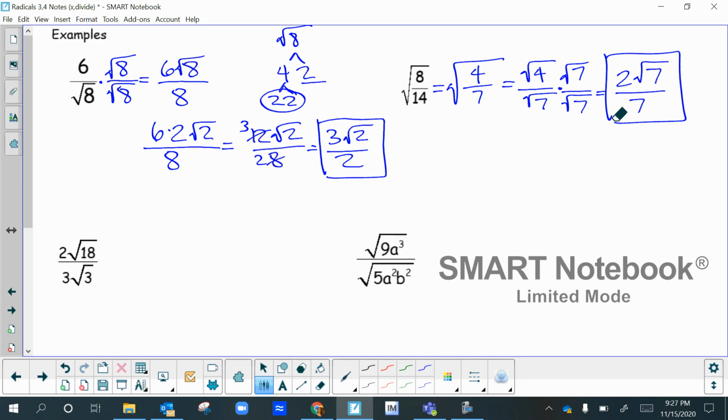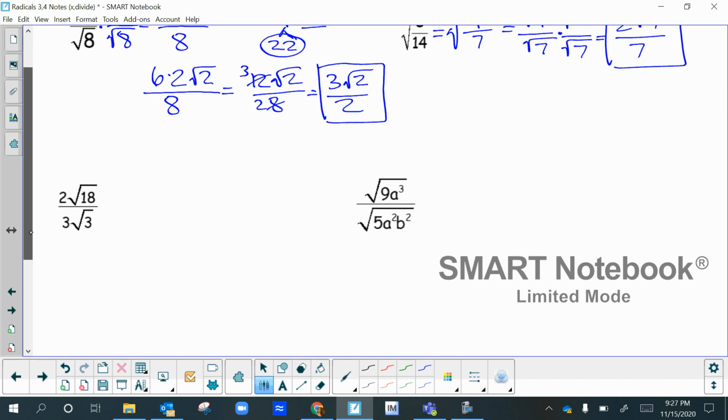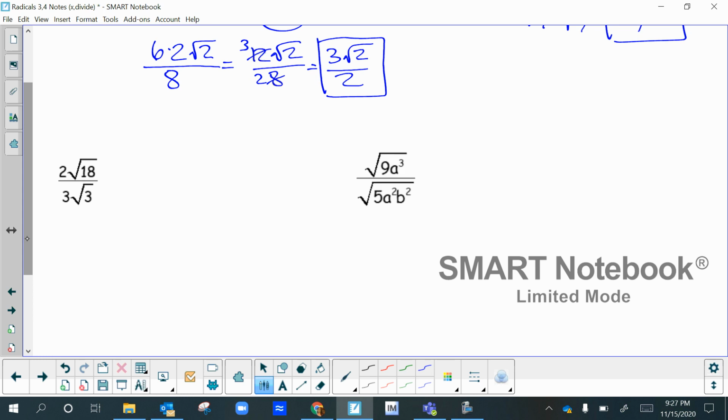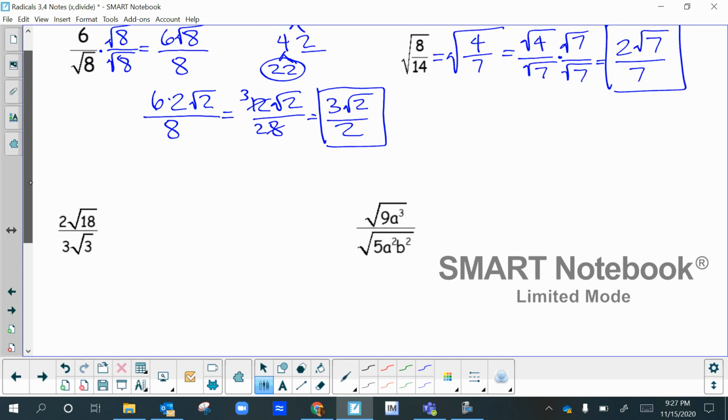And then I'm done there when I divide and simplify that radical. Okay, so remember, you can't have a fraction in a radical. All right, let's try these last two, and then we are done. So here's another thing to remember.